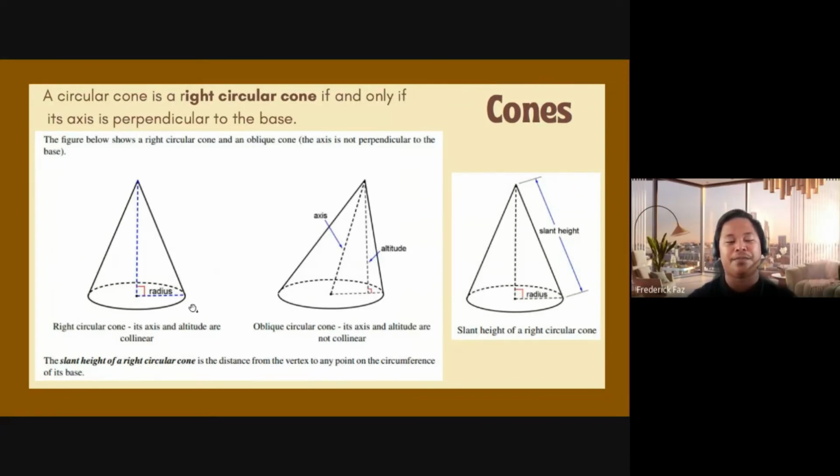Pero yung pyramid po, yung base niya po ay polygon po. The slant height of a right circular cone is the distance from the vertex to any point on the circumference of its base. So ito po. Ito po yung slant height.